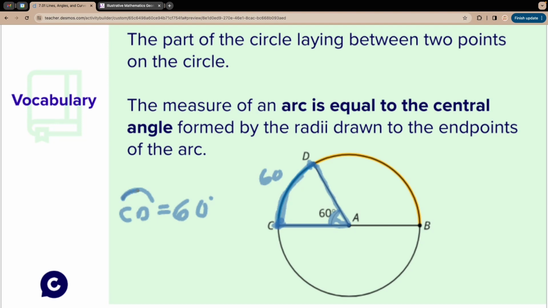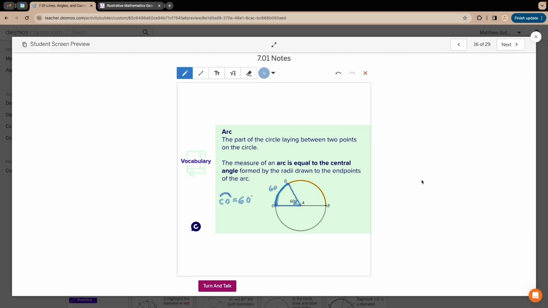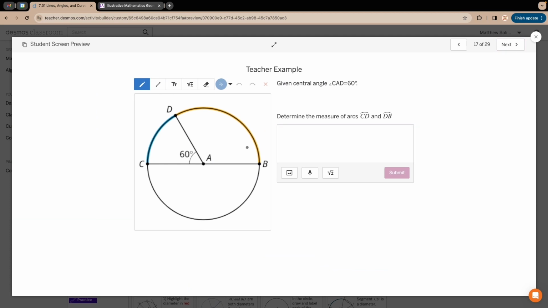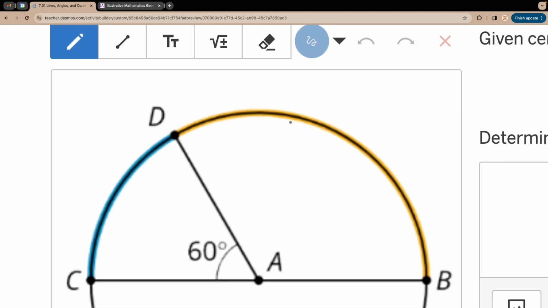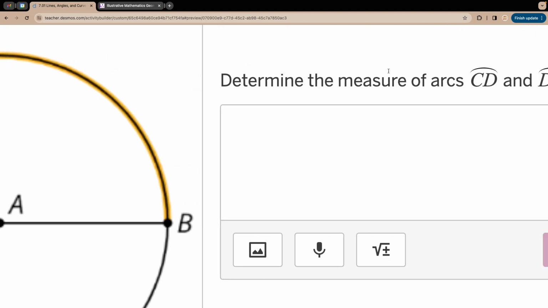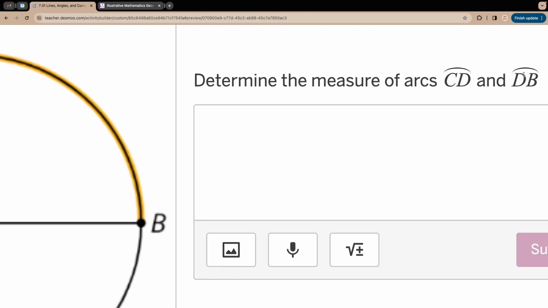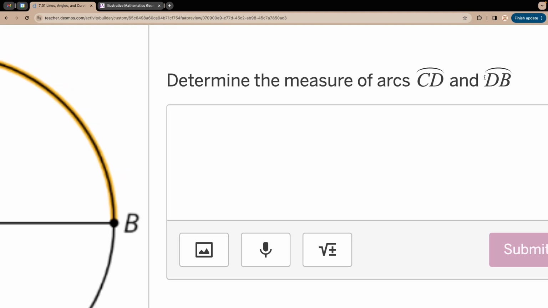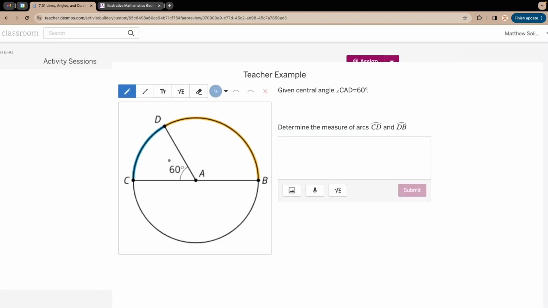So two letters with a little arc over it, that is called an arc. So CD is 60 degrees. In class, we figured out the other arc, DB, and I'm going to do that on the next screen to show you an example. So given the central angle CAD is 60 degrees, determine the arc CD and DB. Again, I see that little arc symbol above, so I know I'm talking about arcs. It's like a curved line. That's all it is.